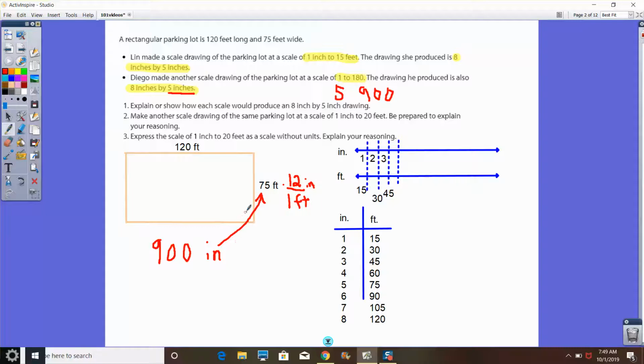So check it out. Diego's scale makes sense because, at least in this drawing here, he's using sort of an inch equivalence. Every 1 inch corresponds to 180 real life inches.